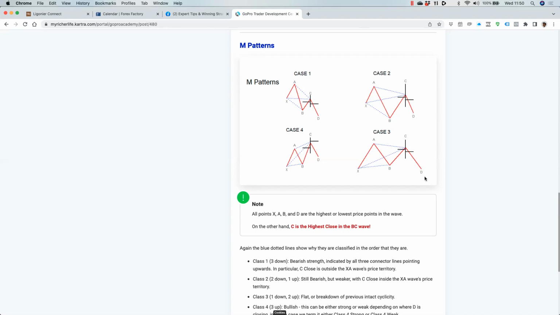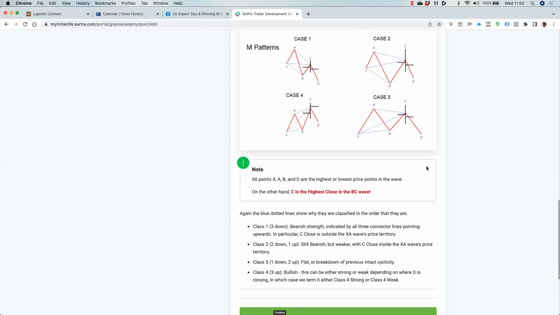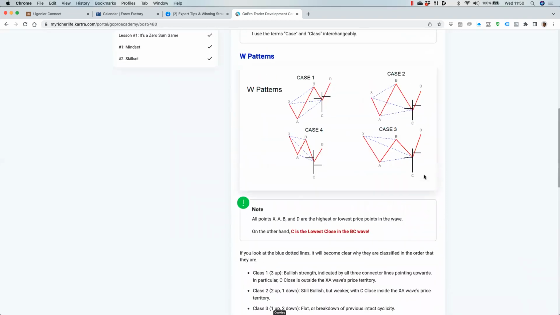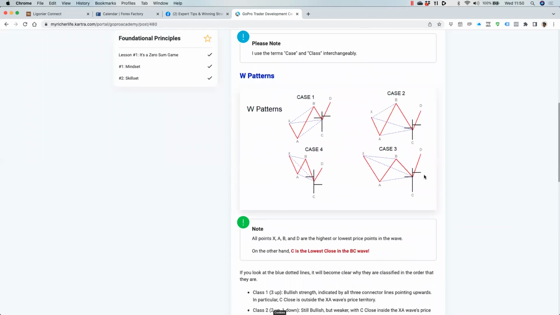So if D is a breakout and that becomes X, what have we got? As soon as we get a new wave starting here and the D becomes C and our D point starts moving up, what do we have? Well, first of all, we have a W pattern. What kind of W pattern? Well, it has to be either one of these.